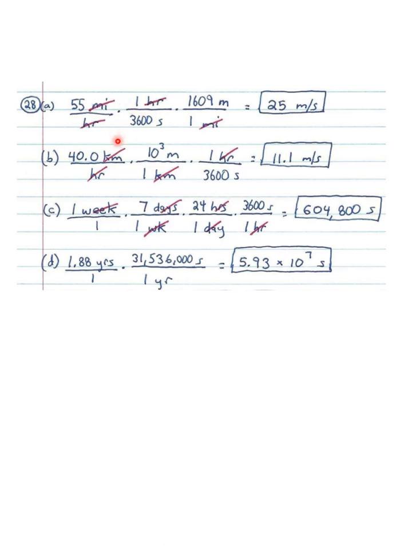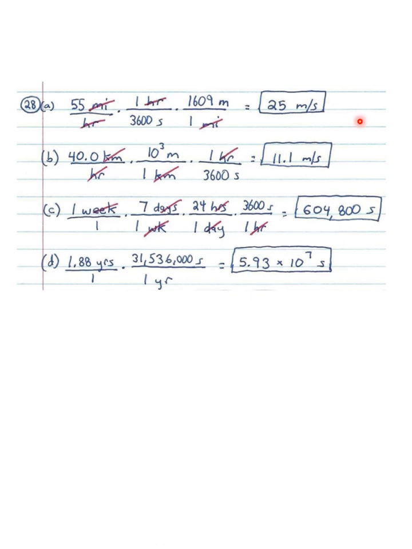Let's turn hours into seconds by putting 1 hour over 3,600 seconds. The hours in the numerator, hours in denominator divide out. Then we need to turn miles into meters, so 1609 meters over 1 mile. I make sure to cross out the units that divide out, and we see we're left with meters per second. We have 25 meters per second.